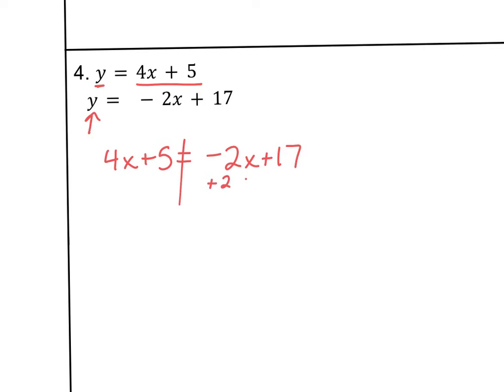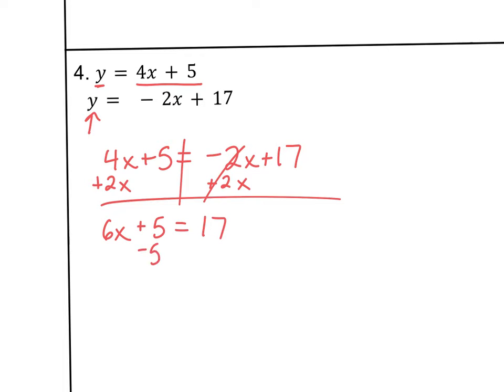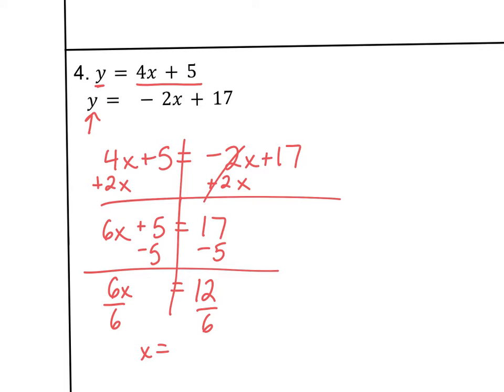We're going to add the smaller variable over, so I'm going to add the 2x. When I do that, 4x plus 2x is 6x plus 5 equals 17. Now I'm going to subtract the 5 over. I'm going to get 6x equals 17 minus 5, which is 12. And then divide by 6. And x is going to be 12 divided by 6, 2. Okay, so I've got x.